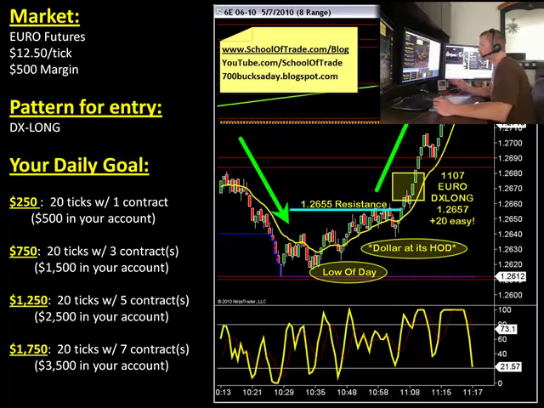Now this pattern is called the DX pattern, and on the euro today, this is a DX pattern to the long side. So we were buying the euro futures today. This pattern, I'm going to go real quick guys, is a real simple pattern. There are a couple of key components that I want to make sure you are aware of. The first component is the low of day.